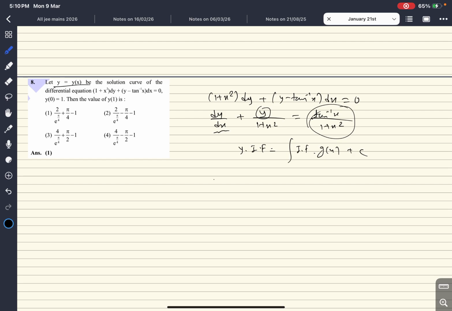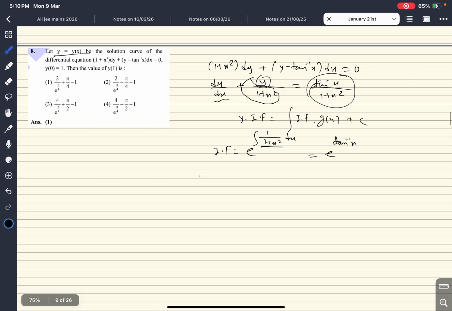Correct. Suppose the integrating factor formula is what, e to the power integration of this term in terms of y, which is 1 upon 1 plus x square dx. It is nothing but tan inverse x. Correct. Now the general solution, y into integrating factor is equal to integration of integrating factor into g of x, which is nothing but tan inverse of x upon 1 plus x square dx plus c.